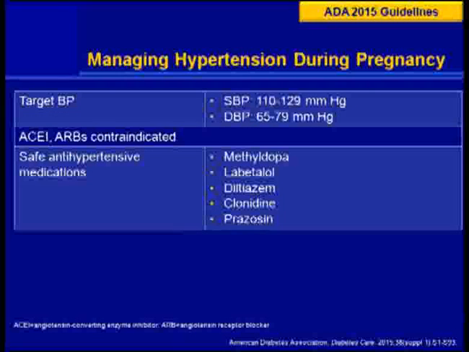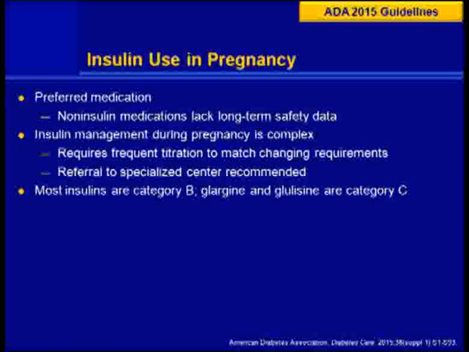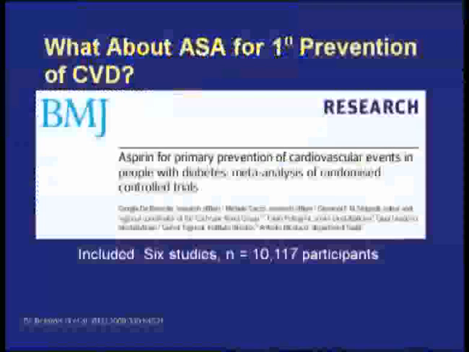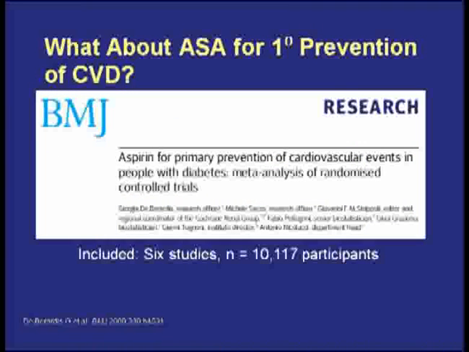Managing hypertension during pregnancy: the target is a systolic blood pressure ranging from 110 to 129 and diastolic 65 to 79. ACE inhibitors and ARBs should be avoided, and we can think of drugs like methyldopa, labetalol, diltiazem, clonidine, prazosin. Insulin in a hypertensive pregnant lady we can safely use, and it is the drug of choice we should always go for.